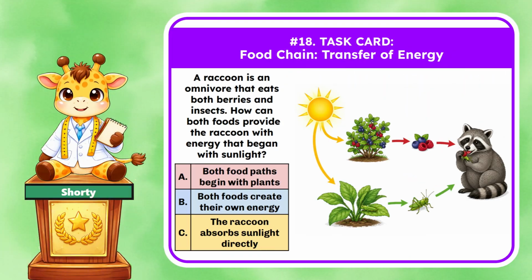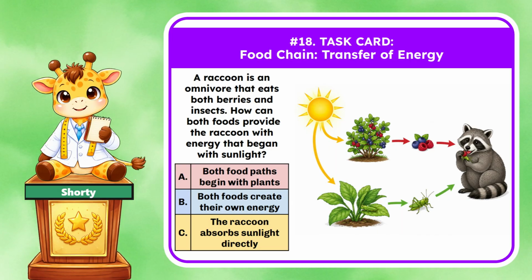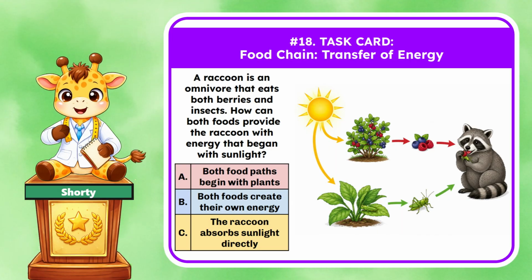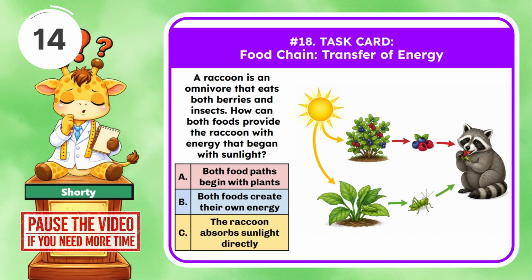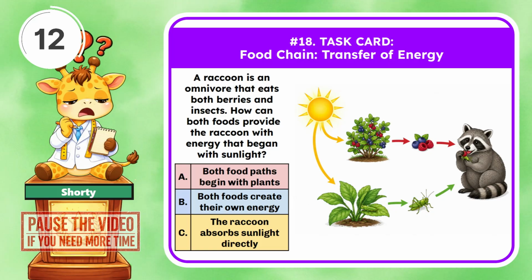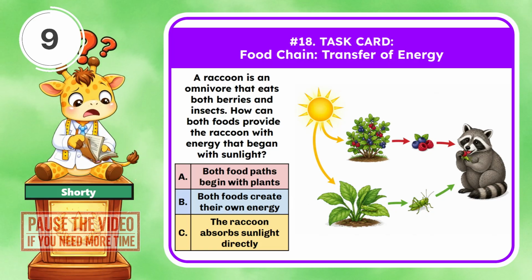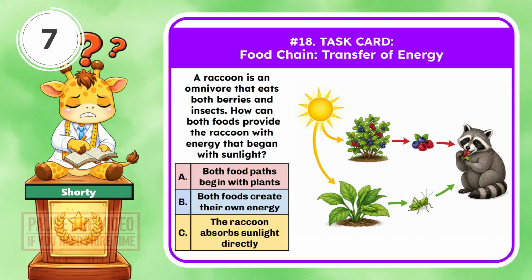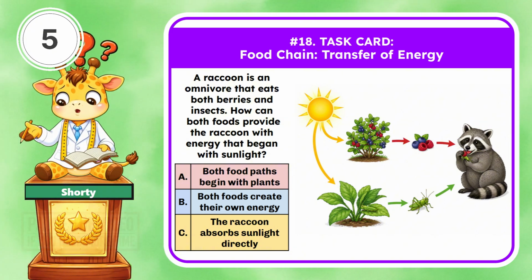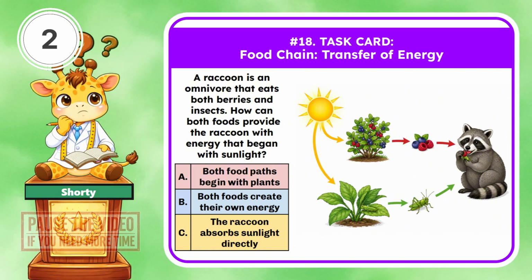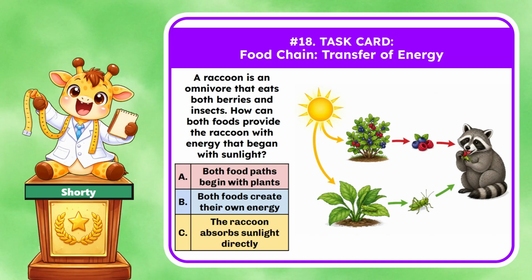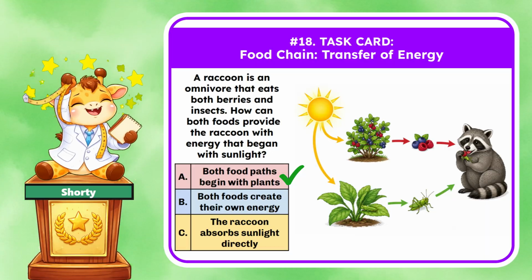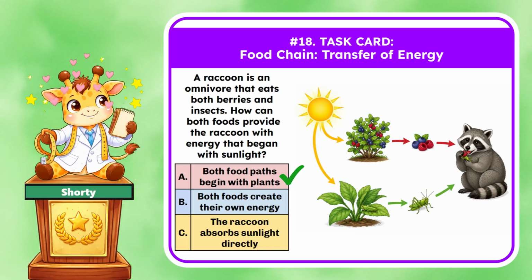A raccoon is an omnivore that eats both berries and insects. How can both foods provide the raccoon with energy that began with sunlight? And the correct answer is letter A. Both food paths begin with plants.